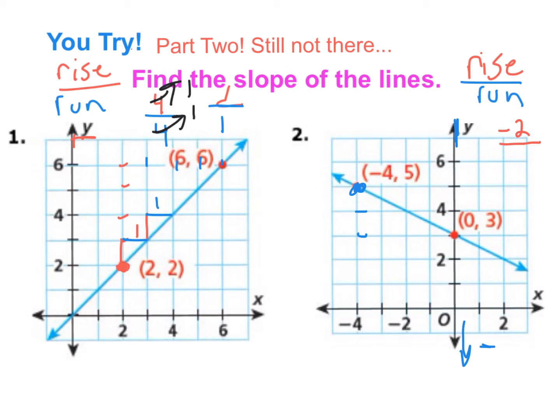And now I need to figure out my run. Now, in this case, our run is actually moving in the positive x direction. As we move to the right, x gets positive. On the left side of our coordinate plane, x is negative. So we are actually counting in positive numbers because we're moving to the right. So 1, 2, 3, 4. So our run is a positive 4.